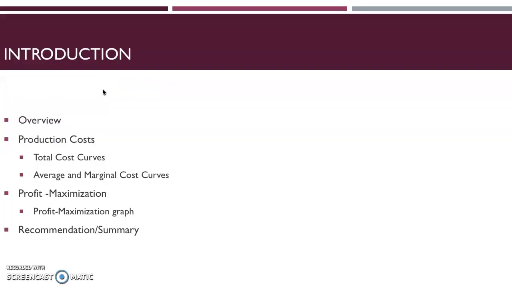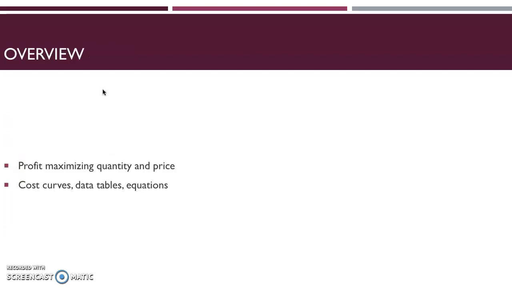I will be giving an overview of this presentation, and then I will be discussing production costs to include total cost curves and average and marginal cost curves. Then I will be discussing profit maximization and showing a graph. Finally, I will give my recommendation and summary. During this presentation, I will closely discuss profit maximization to include a price and quantity of profit maximization, and I will also be showing various cost curves, data tables, and equations used in calculations.